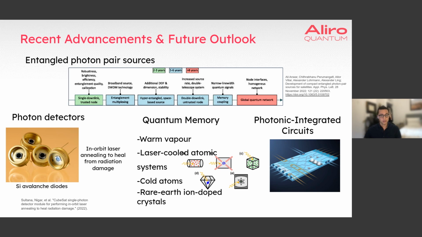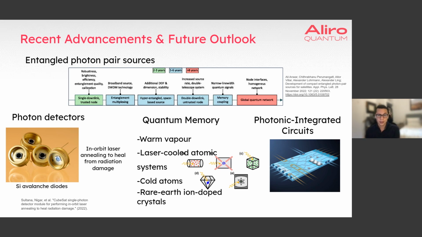Quantum memories are extremely important as well in scaling quantum systems and quantum networks. I'd like to highlight a few different promising platforms for quantum memory. There's warm vapor, there are laser-cooled atomic systems, cold atoms, rare earth ion-doped crystals. These are all different ensembles for being able to capture that photon and store it and retrieve it on demand from the quantum memory. And quantum memory really enables a whole suite of protocols that you can't do without this storage capability.